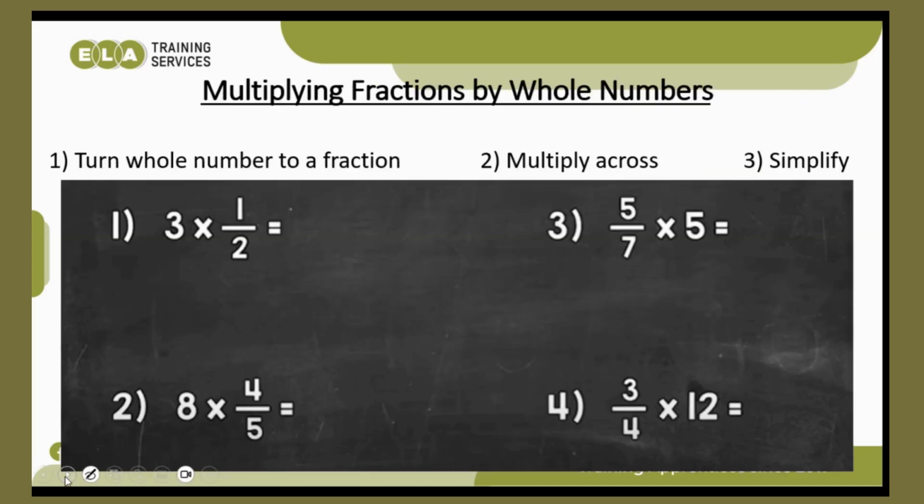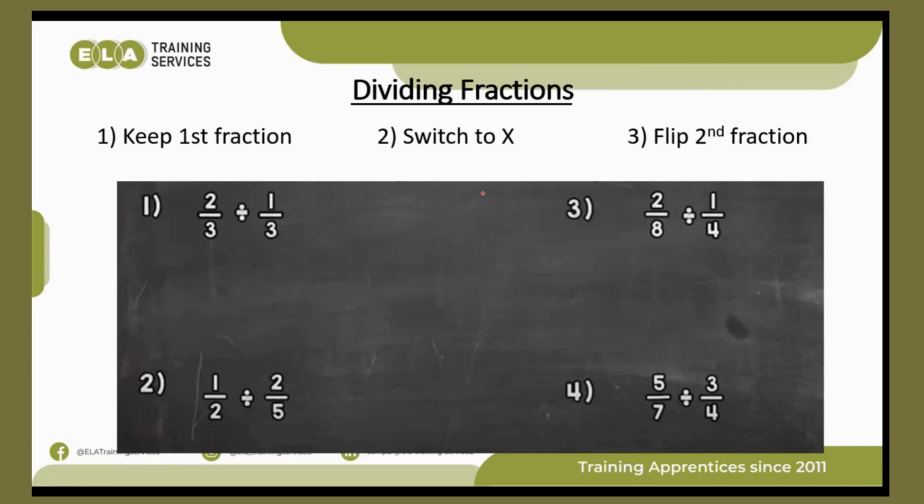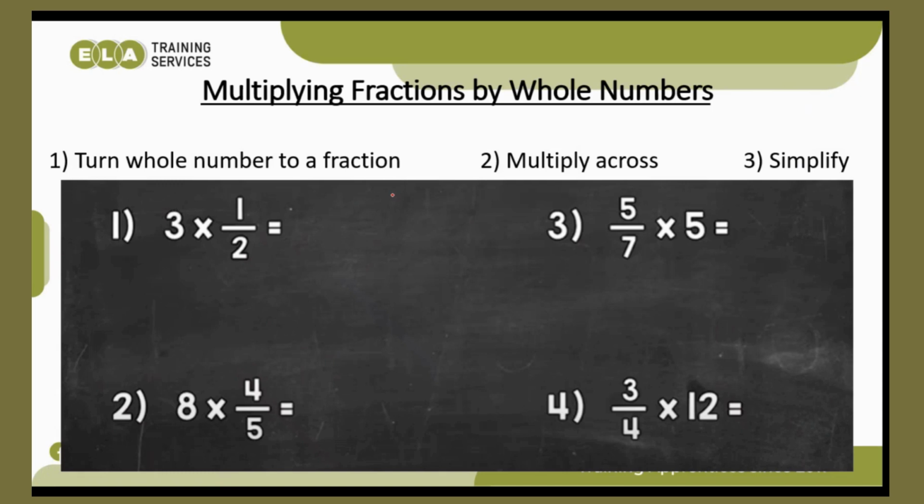Then our last two are dividing. So dividing fractions. So what we do is we keep the first fraction, switch them. Oh, sorry, I just realised I have missed a little section, which is multiplying fractions by whole numbers. So when we multiply fractions by whole numbers, we turn the whole number into a fraction. We then multiply across and simplify.